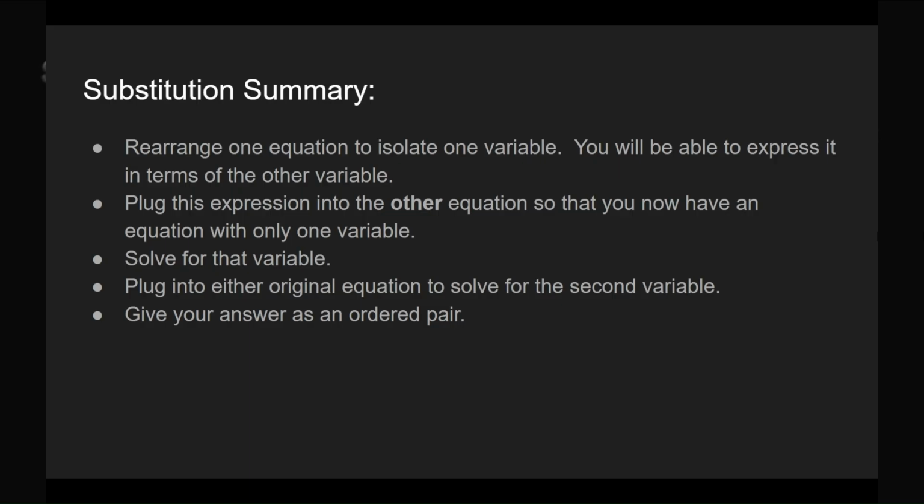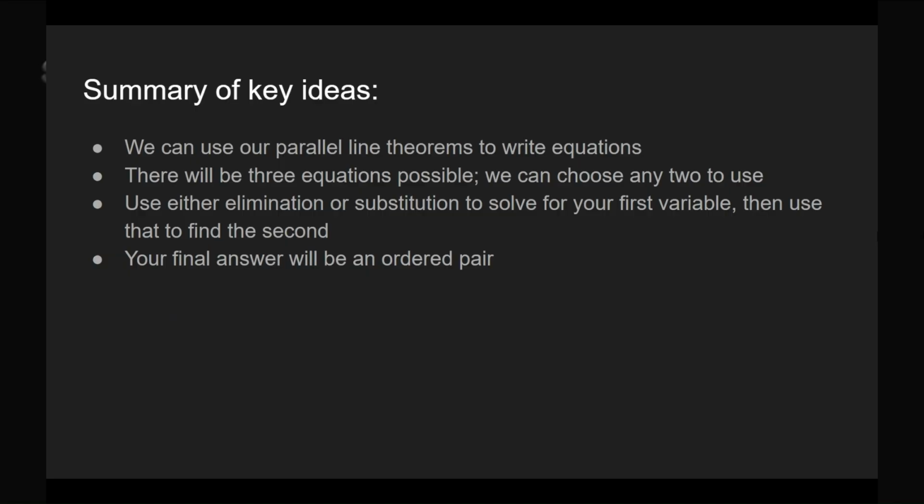So the key idea is anytime you're dealing with one of these example problems, use the parallel line theorems to write equations. You're going to get 3 equations. You choose any 2 of them to use. Once you've chosen your 2 equations, you can make a choice to use either elimination or substitution to solve for your first variable. No wrong answer there. It's just whichever strategy you personally like best. And then use that value for the first variable to solve for your second variable. Your final answer is always going to be an ordered pair.